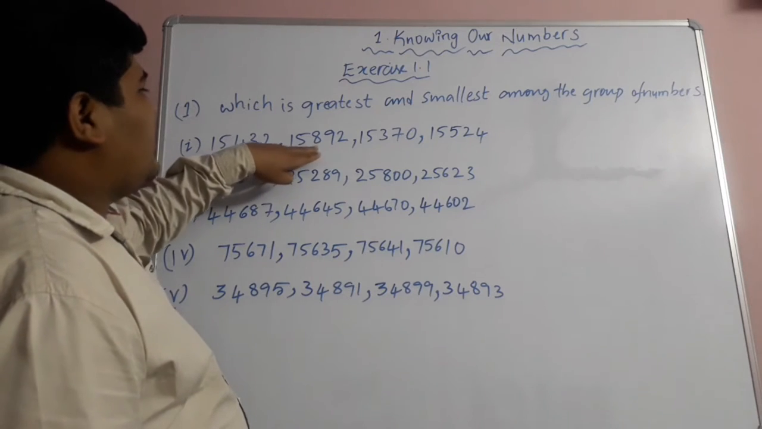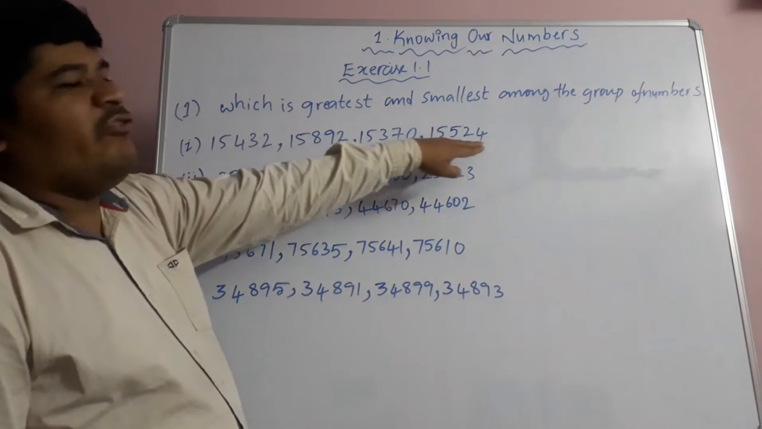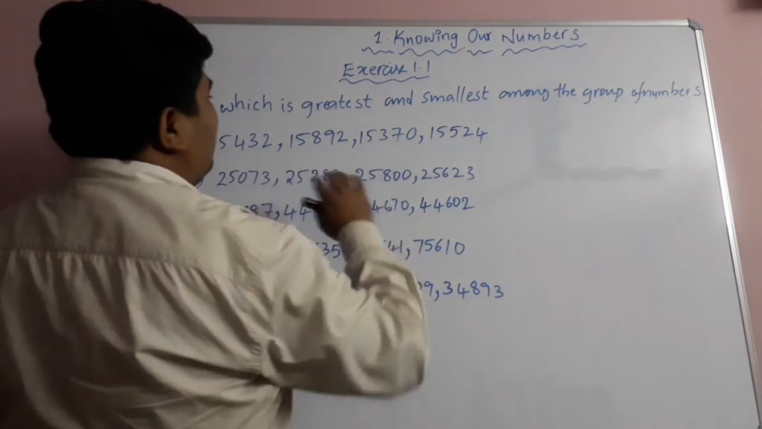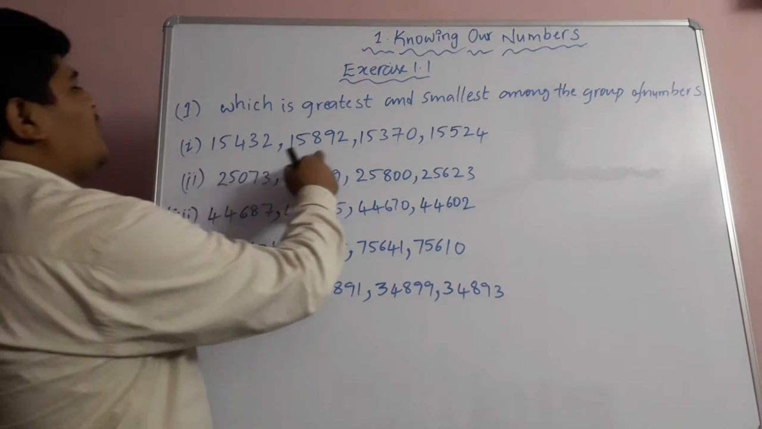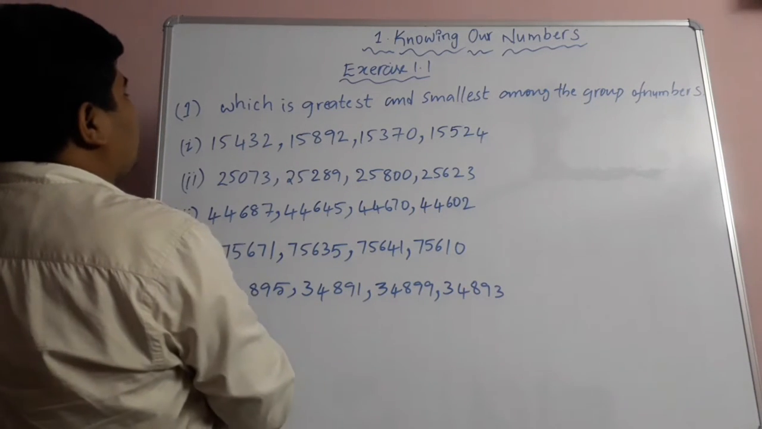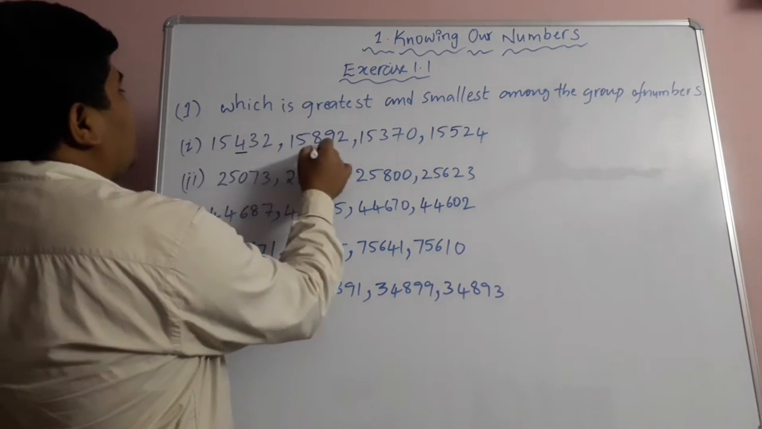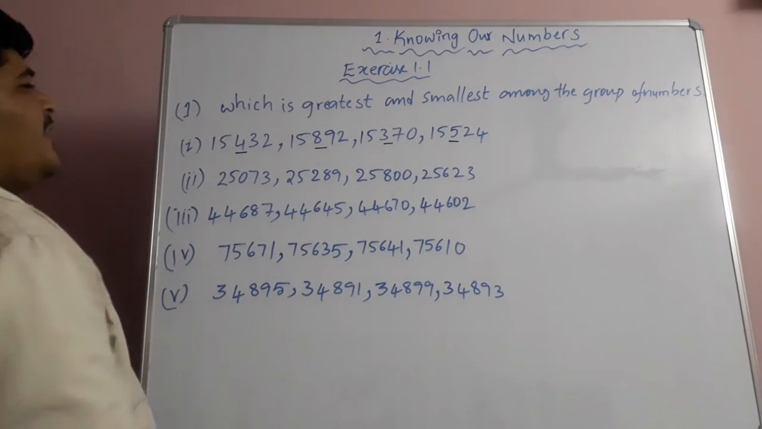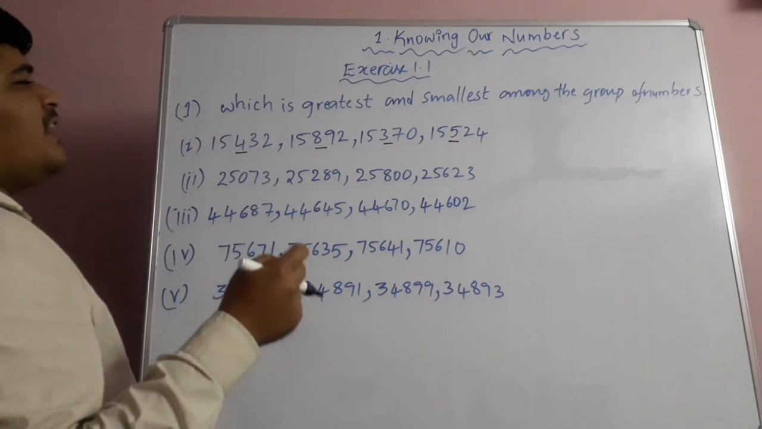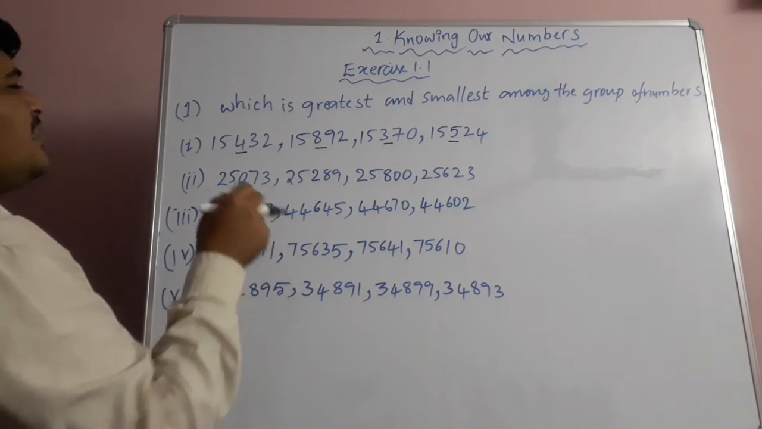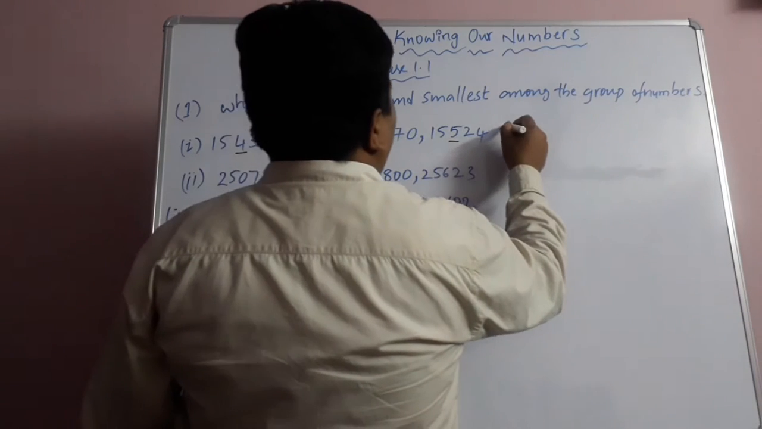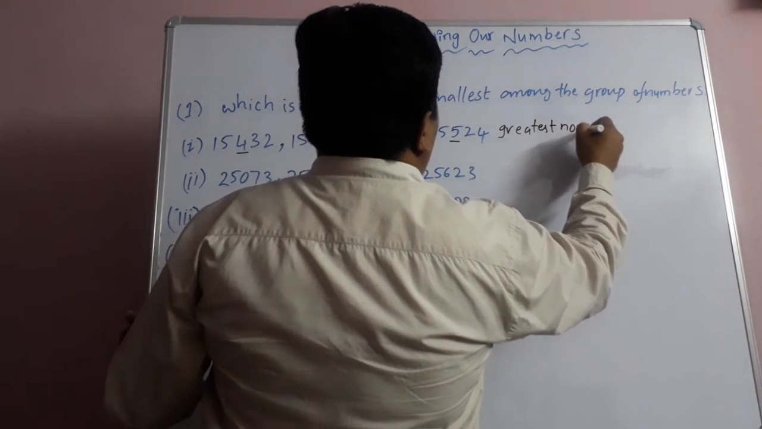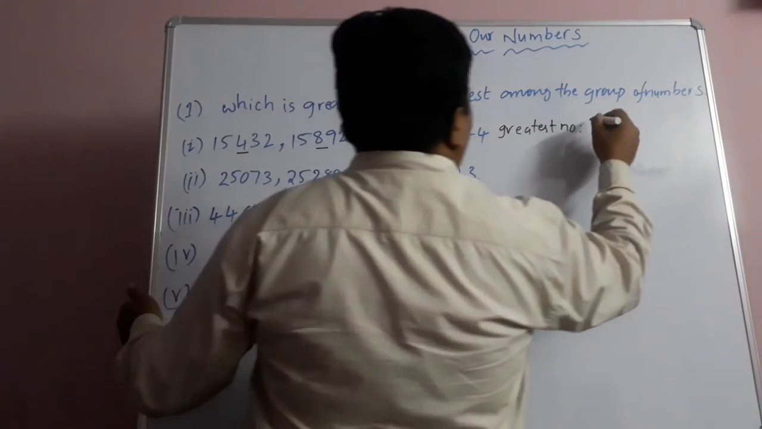15,432, 15,892, 15,370, 15,524. First we have to look at the first digit, children. 1, 1, 1, 1. All have the same digit. Even the second digit is the same. Observe the third digit, children. 4, 8, 3, 5. So 8 is the big number, no? So 15,892 is the greatest among all these numbers.